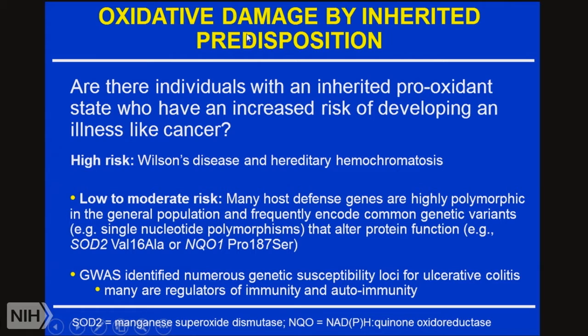But is there evidence that oxidative damage can also be caused by inherited predispositions? The answer is yes. There are some high-risk diseases like Wilson's disease and hereditary hemochromatosis, where we know that germline mutations cause these diseases, and people who develop them are predisposed to cancer. That is a copper overload disease and an iron overload disease. Pérez Hussein, who's coming next time, will talk a little bit more about it.